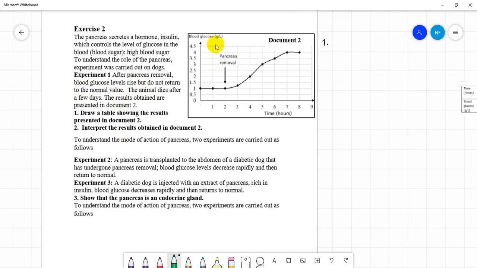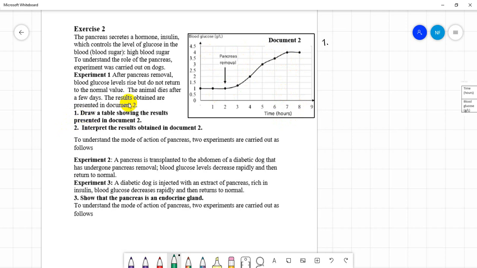So first of all, let's see what's here in the document. We have the variation of the blood glucose in gram per liter as a function of time. You can see between 0 and 2 hours the blood glucose was constant at 1 gram per liter. Upon the pancreas removal at time equal 2 hours, the blood glucose increases rapidly till it reaches a value of 4 gram per liter at time equal 7 hours and remains constant between 7 and 8 hours at 4 gram per liter. So we can say in this case, the pancreas removal caused the increase in the blood sugar.